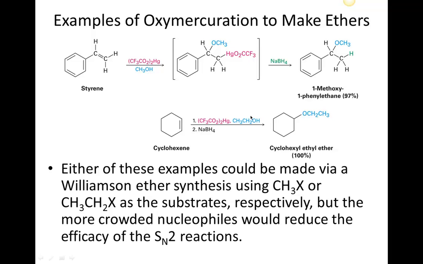And here it is written in a condensed way. So I have the trifluoro mercuric acetate, and in this case ethanol is both the solvent and the reactant, and then the sodium borohydride. And in this case, the two carbons are the same degree, so it doesn't matter which one you put it on. Either of these two particular examples could have been made by Williamson ether synthesis, but now they're just showing you how you could also do it with this mercuric acetate and this oxymercuration reaction.